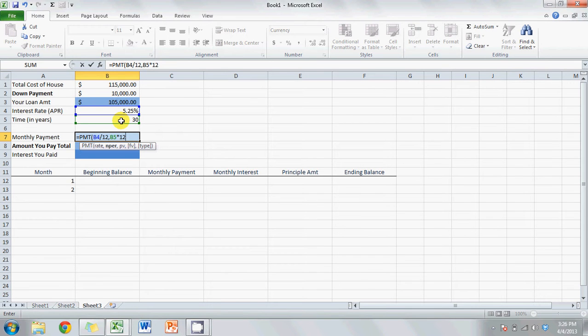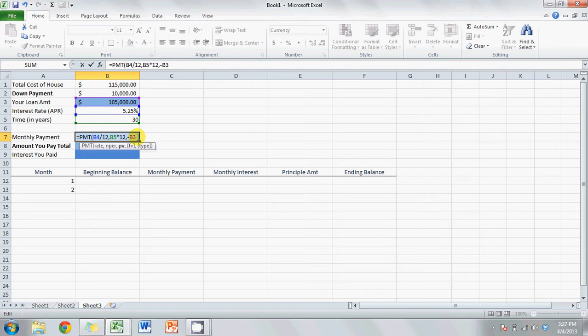And last but not least, the PV, that's representative of how much you took the loan out for, which in this case is $105,000, so I'm going to click on B3. Now the other thing I'm going to do is click my mouse in front of the B3 and put in a minus sign, or a negative sign, to make sure that that $105,000 comes up as a negative value, because what that's going to do is turn my monthly payment into a positive value.